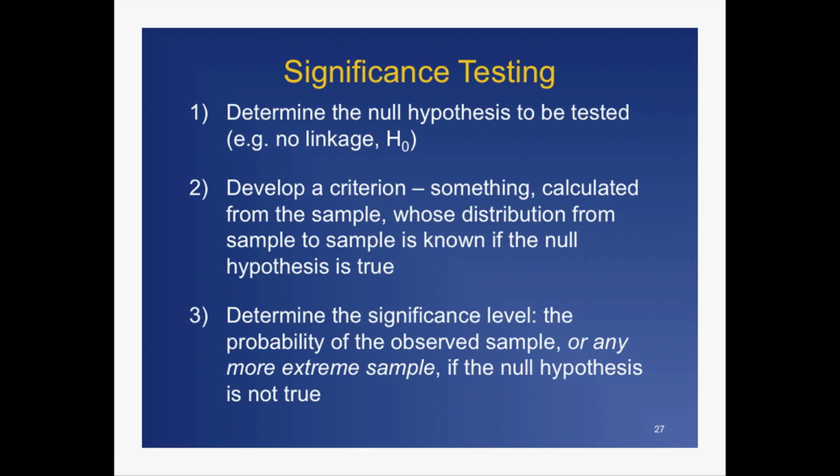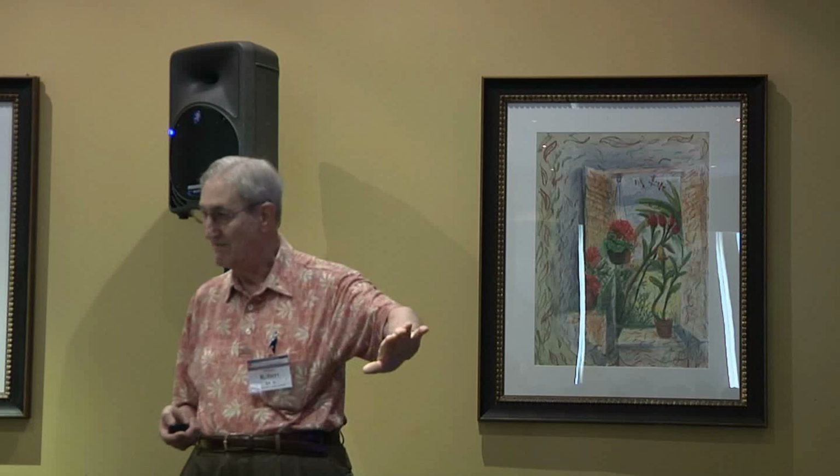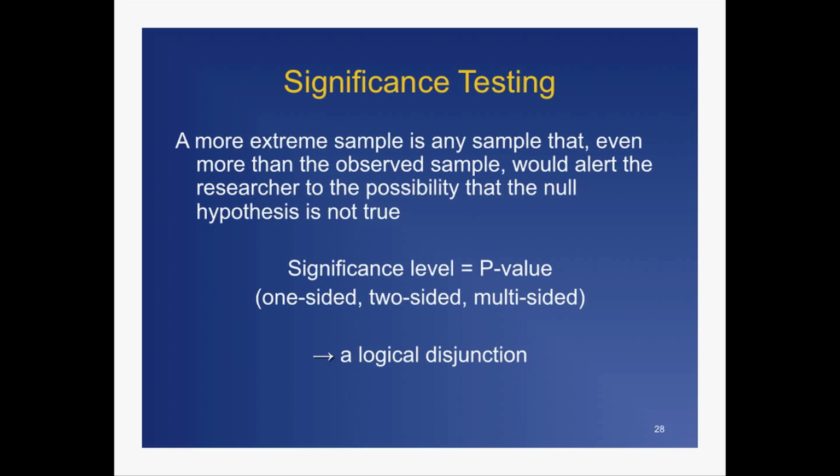Okay. Significance testing, I think you all know, you determine the null hypothesis you tested, such as no linkage or no association. You develop a criterion, something you calculate from the sample, whose distribution you know if the null hypothesis is true, and then you determine the significance level, that's the probability of the observed sample or anything more extreme if the null hypothesis is true. That's the end. You end up with a p-value. That's significance testing, all right?